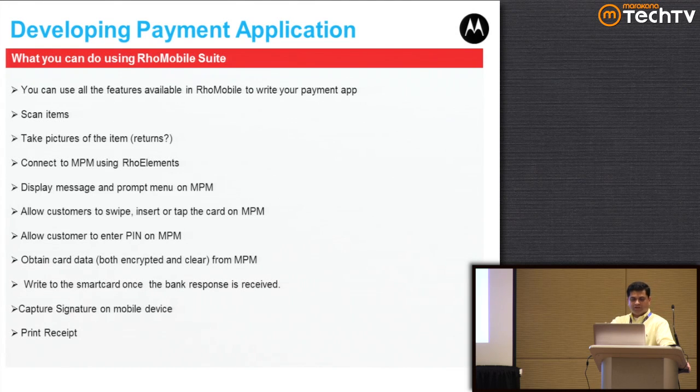What you can do with RhoMobile Suite: you can scan items, you can take pictures of items maybe for returns or something like that, connect to NPM using RhoElements, display messages and prompt menus on NPM, allow customers to swipe, insert, or tap the card on NPM, allow customers to enter PIN on NPM, and obtain card data and encryption and clear from NPM.